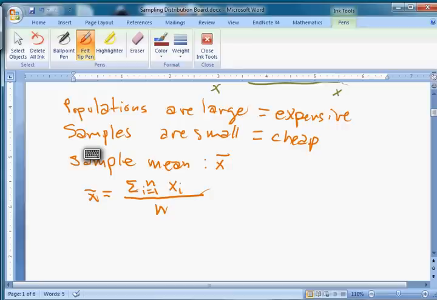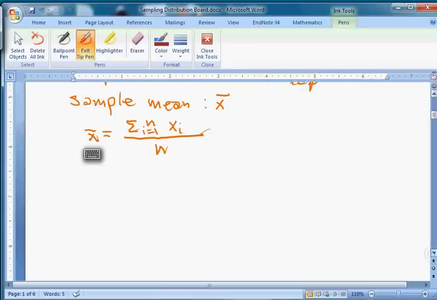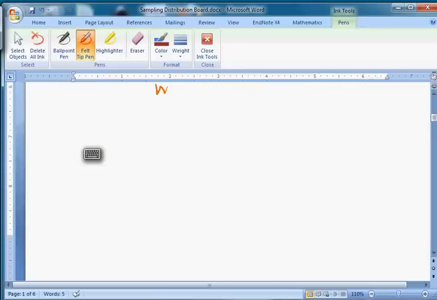Now, what happens is, I'm going to draw three distributions for you. Turns out that, let's just say we have some population distribution.